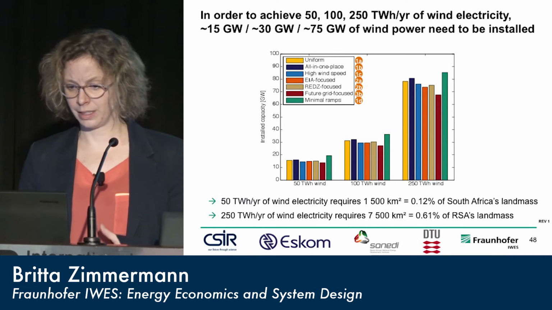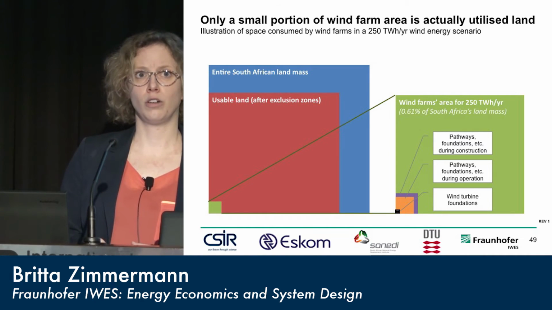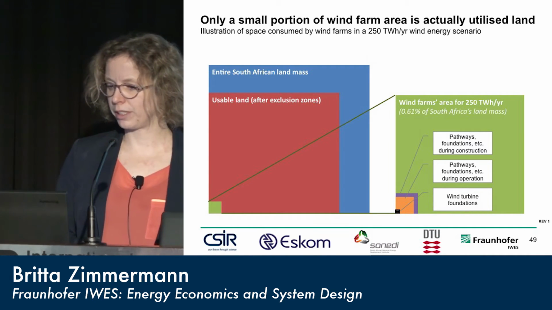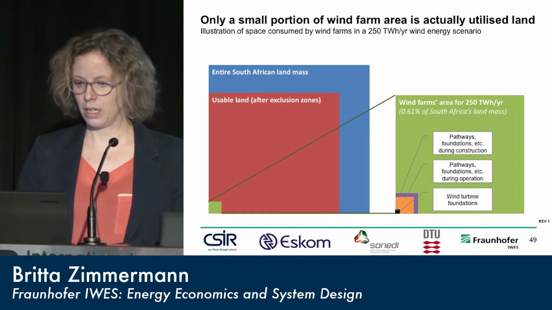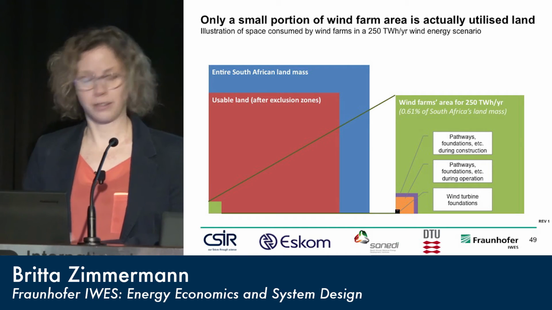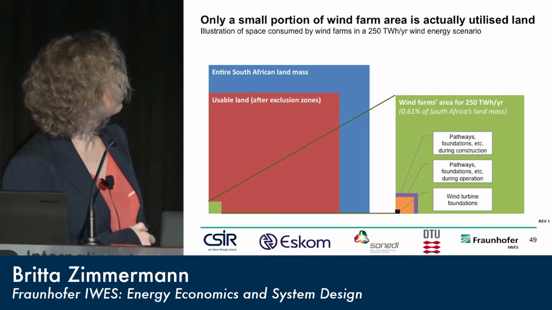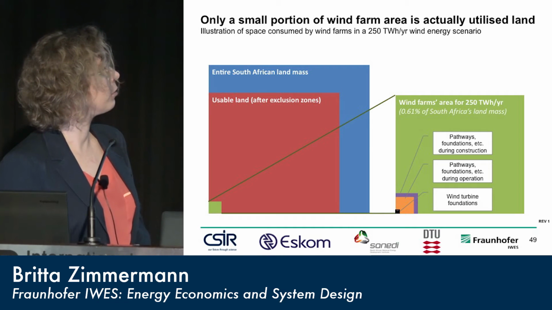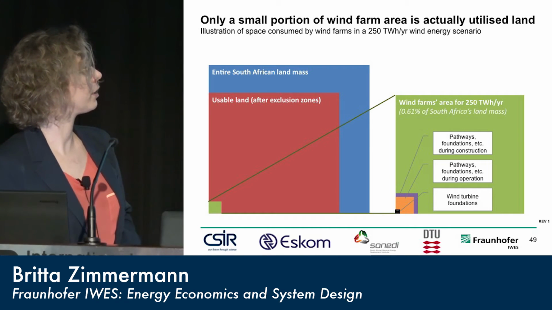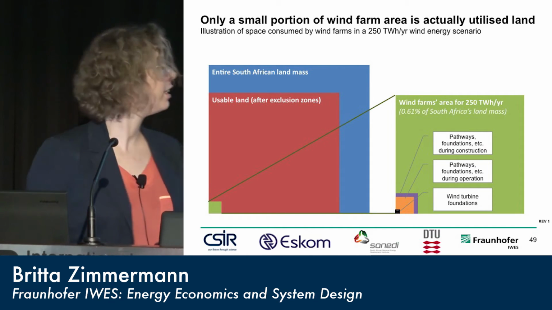For the space requirements, we assumed 0.1 square meters per megawatt installed, which leads us for the scenario with the lowest wind penetration, to an average value of about 1,500 square kilometers, which would be only 0.1% of the South African land mass.